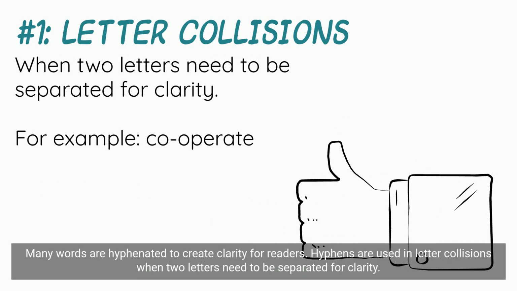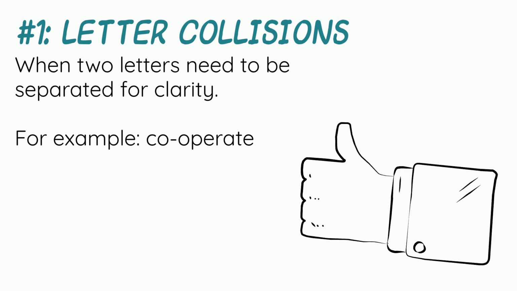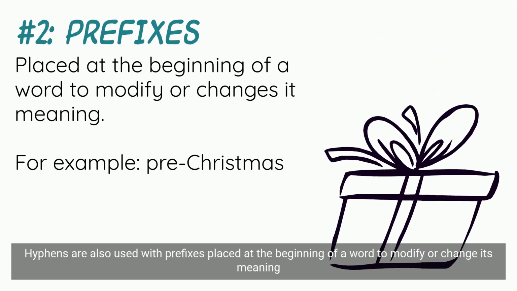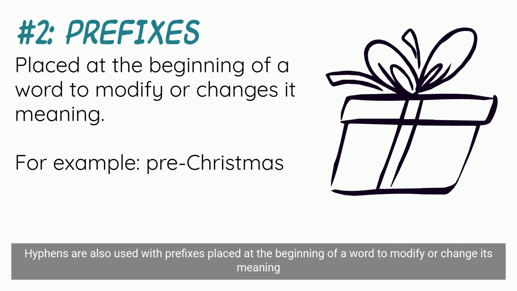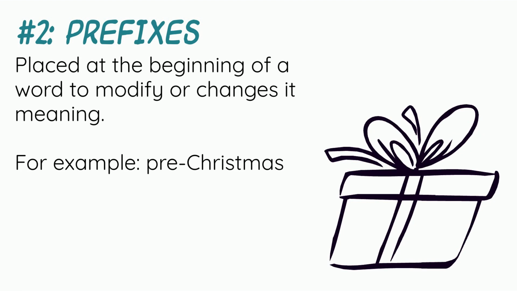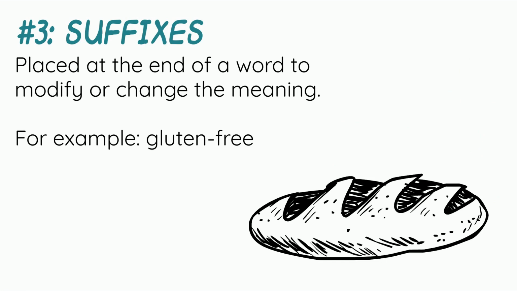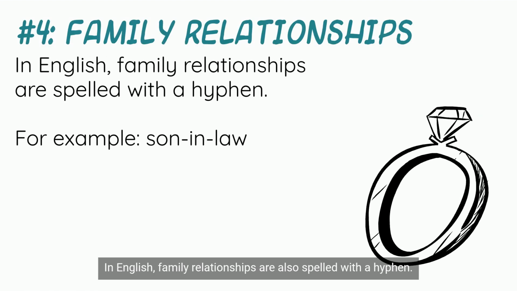Many words are hyphenated to create clarity for readers. Hyphens are used in letter collisions when 2 letters need to be separated for clarity. Hyphens are also used with prefixes placed at the beginning of a word to modify or change its meaning. Use a hyphen with a suffix placed at the end of a word to modify or change its meaning. In English, family relationships are also spelled with a hyphen.